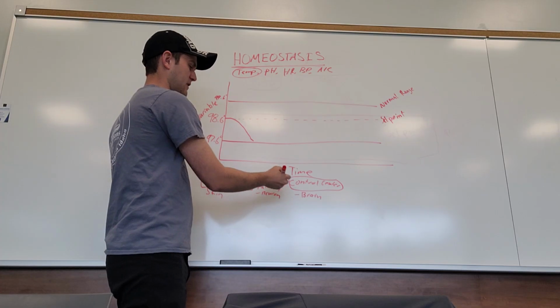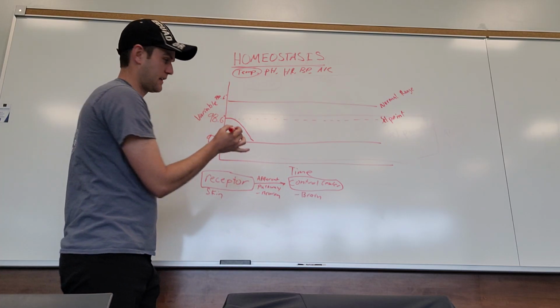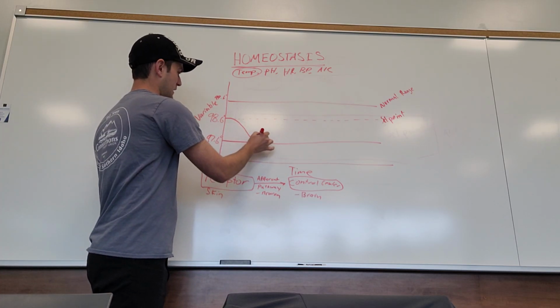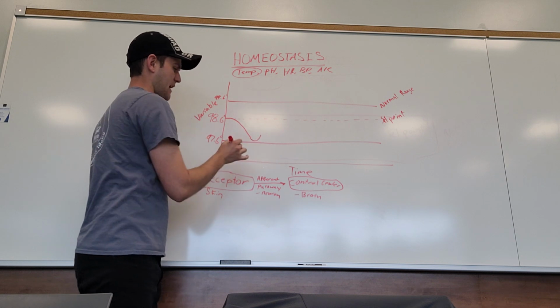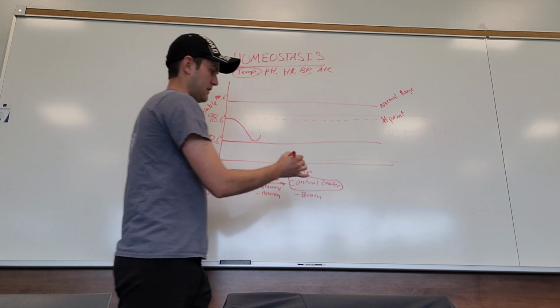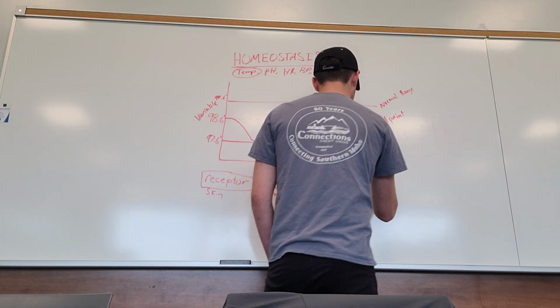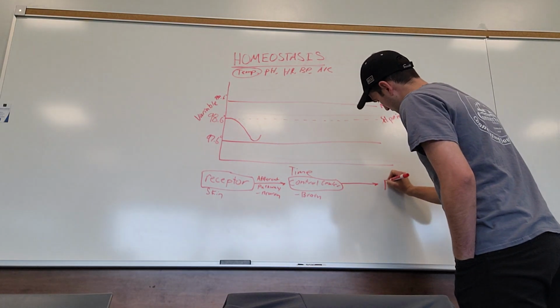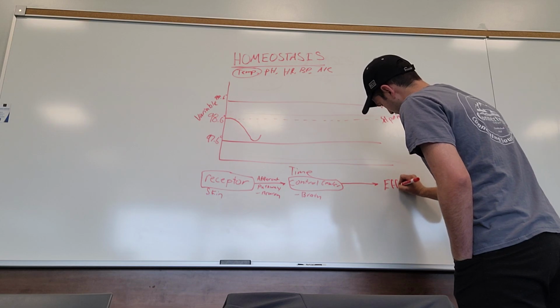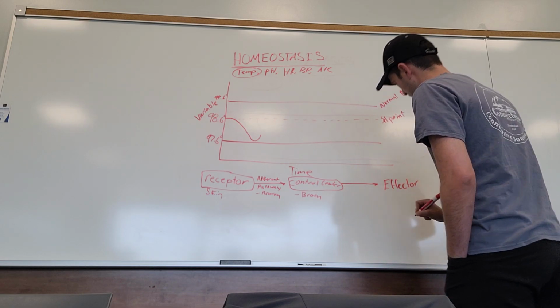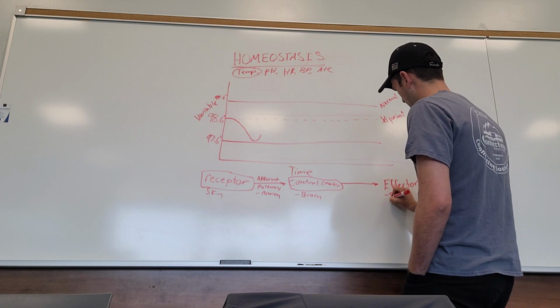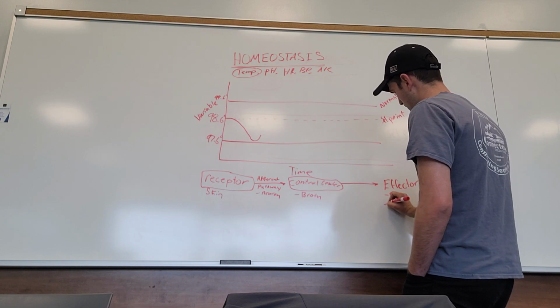So the control center detects that and it's like, oh shoot, yeah, let's get it back to set point. Let's try to take it back that way. So our control center is going to tell what's called an effector. In this case, let's say it'd be our skin or muscle.